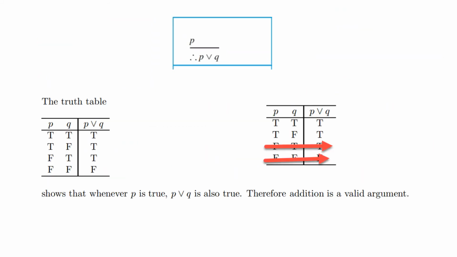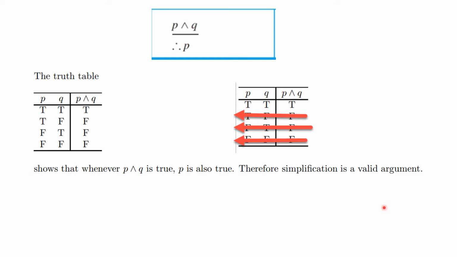Let's do another one. Let's do this one: P, therefore, P or Q. So we make the truth table, and we cross out everywhere P is false, and we're forced to conclude that P or Q is true. That shows that whenever P is true, P or Q is true, so that makes it a valid argument. Similarly, P and Q, therefore P: there's our truth table. We cross out places where P and Q is false, and we're forced to conclude that P is true. Therefore, simplification is a valid argument.